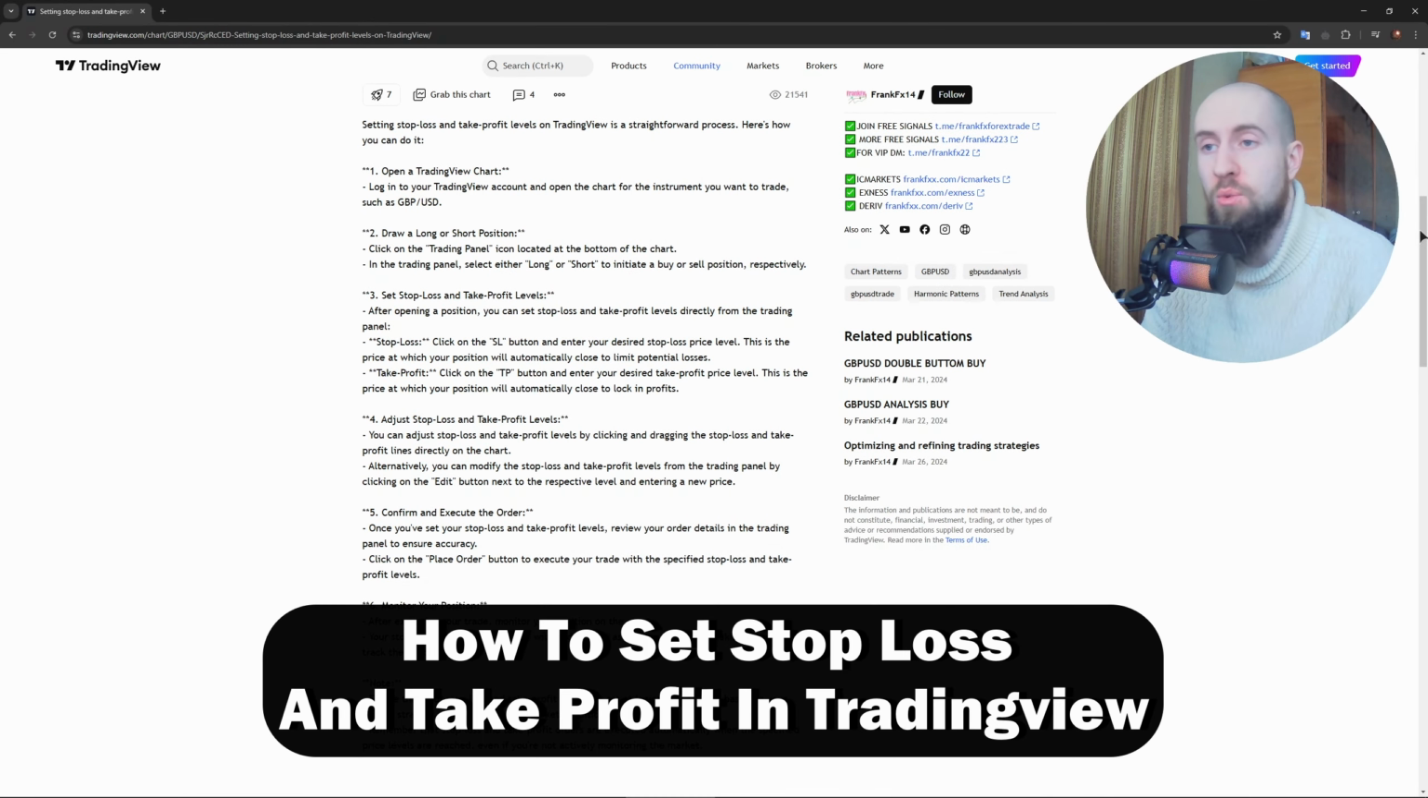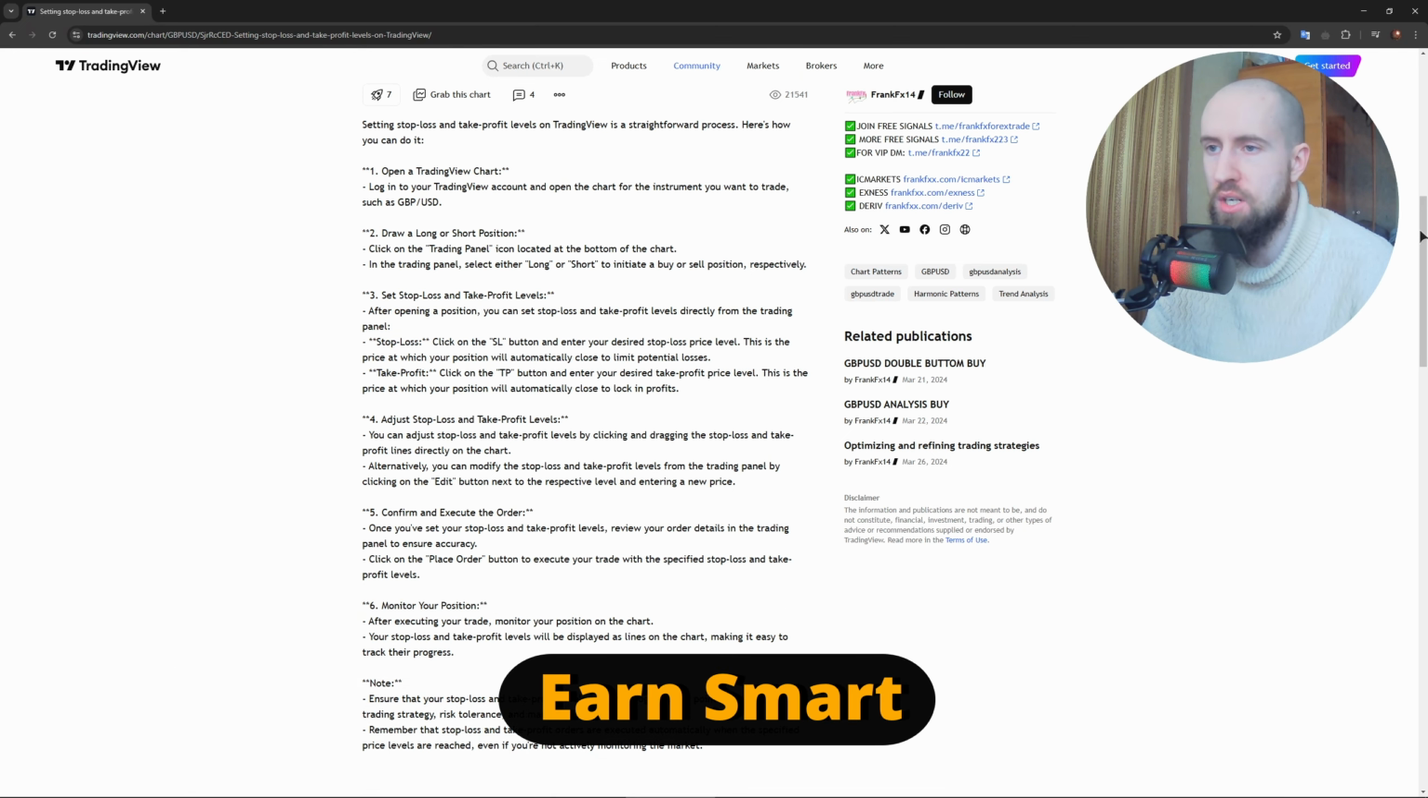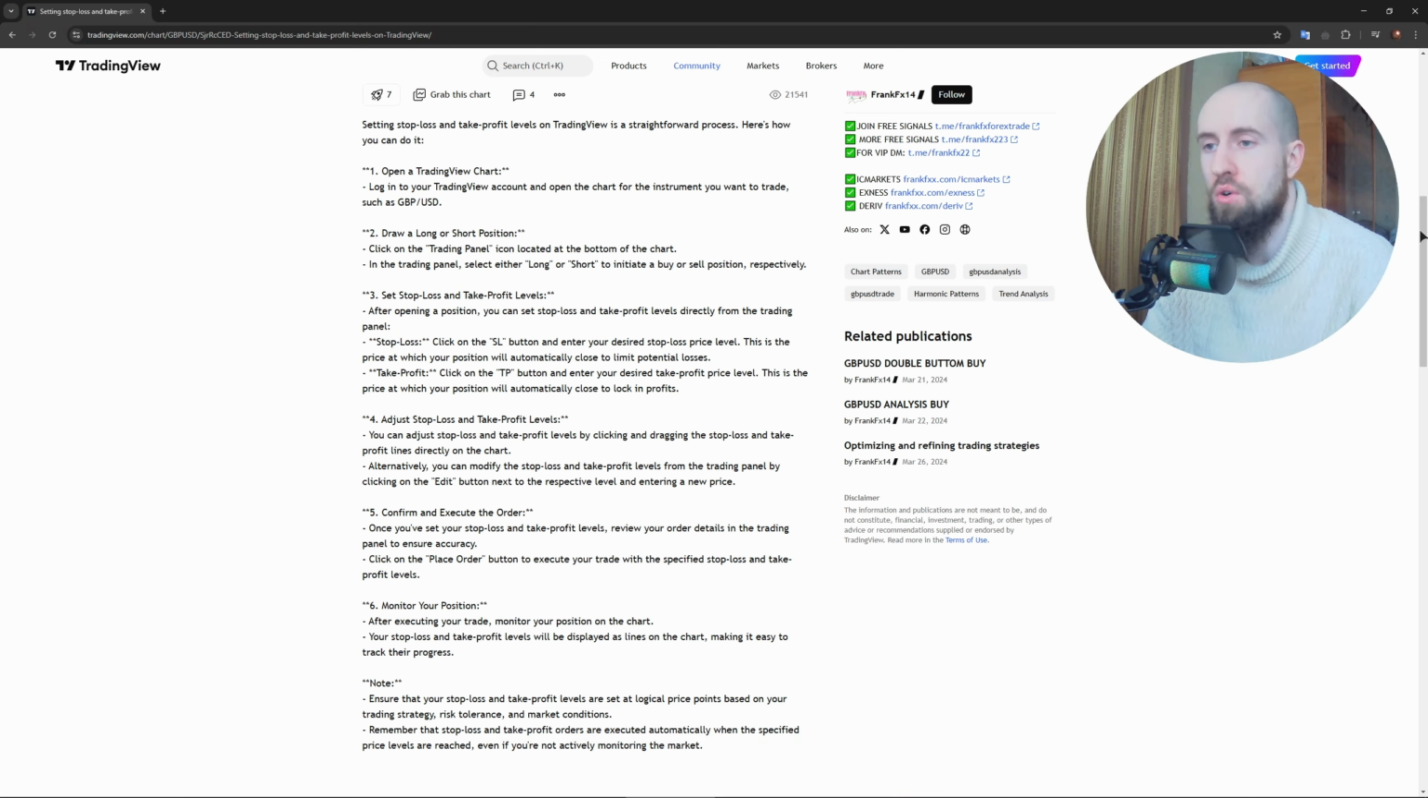In this one we are discussing how to set a stop loss and take profits in TradingView. Firstly guys, you need to open a trade, click the plus button on the chart and select long position for a buy trade or short position for a sell trade. Click on the chart where you want to enter the trade. After that you can set the stop loss and take profit.